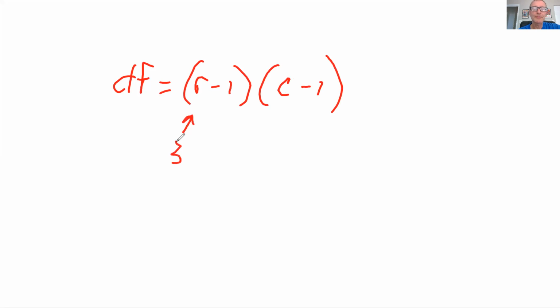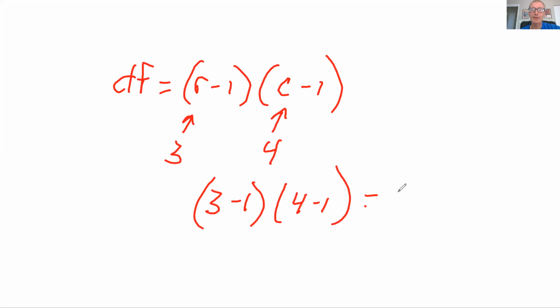And if you look, we had 3 rows and we had 4 columns. So we had 4 majors and 3 categories. So this would be 3 minus 1 times 4 minus 1, and that would be 2 times 3, which is 6. So our degrees of freedom is 6. And remember, we're looking for an alpha of 1%.